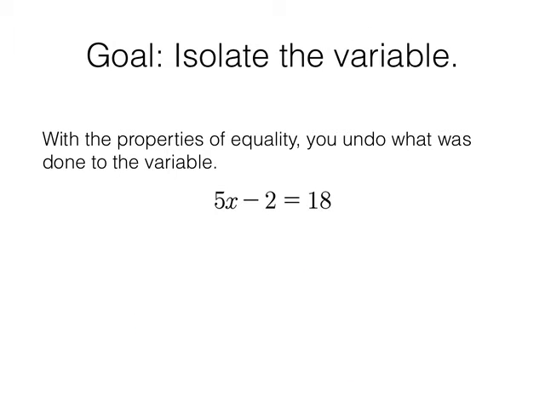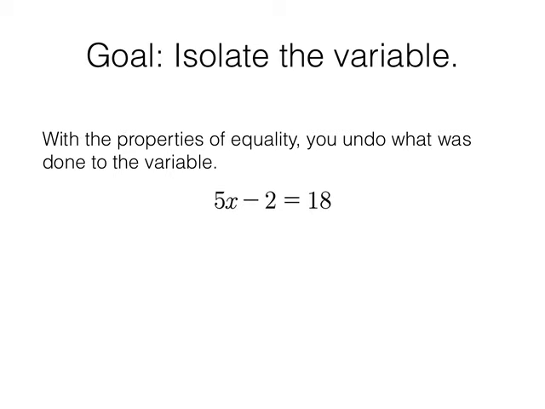Okay, so the goal, no matter what when you're solving an equation, is to isolate that variable. You want to get that variable by itself. In this case, that's x. And with the properties of equality, you undo what was done to the variable. So in the first example, I like to talk about the journey that little x here took. So what did x do?